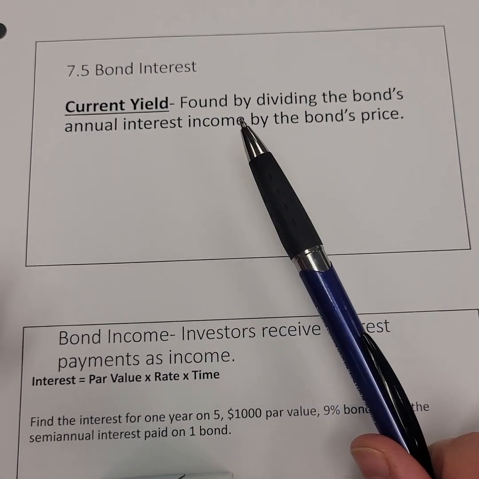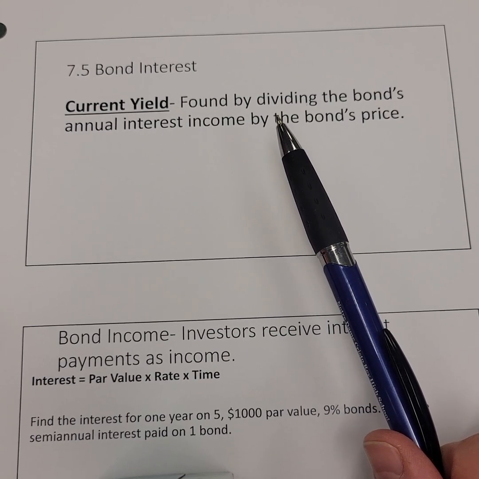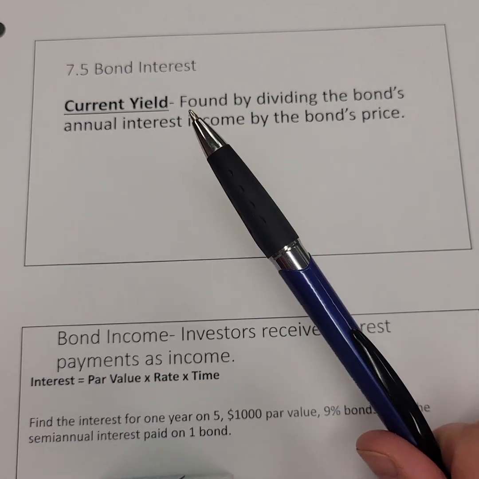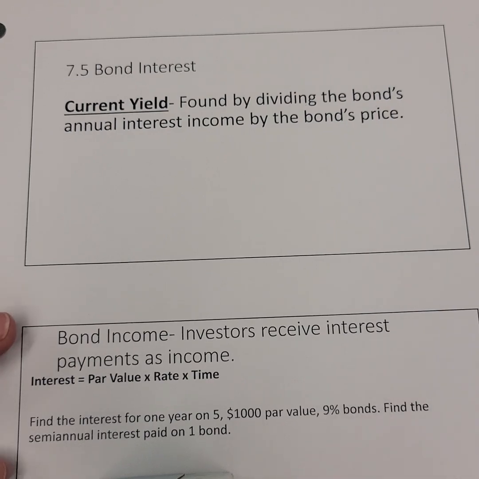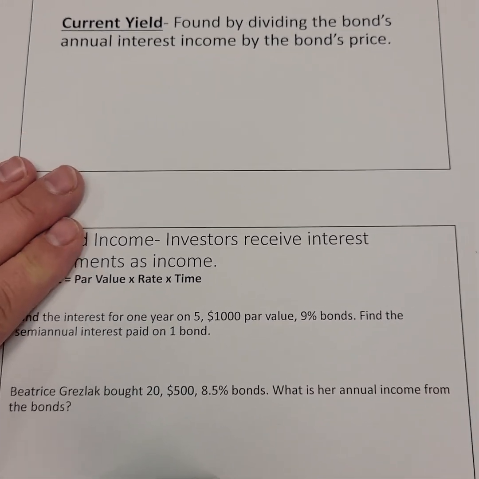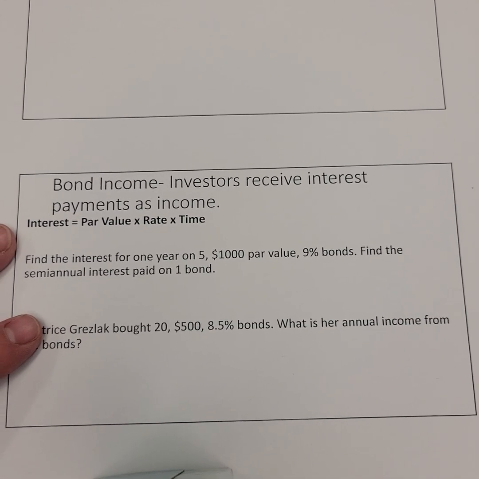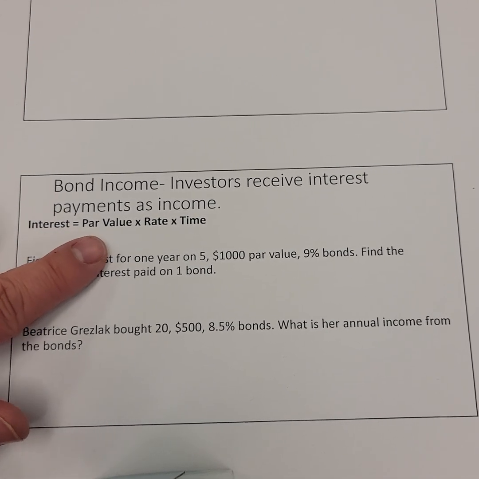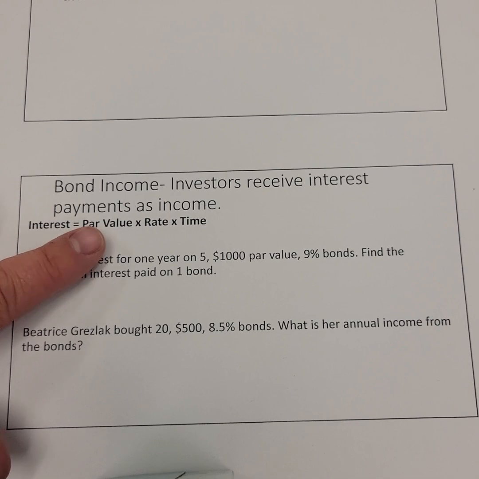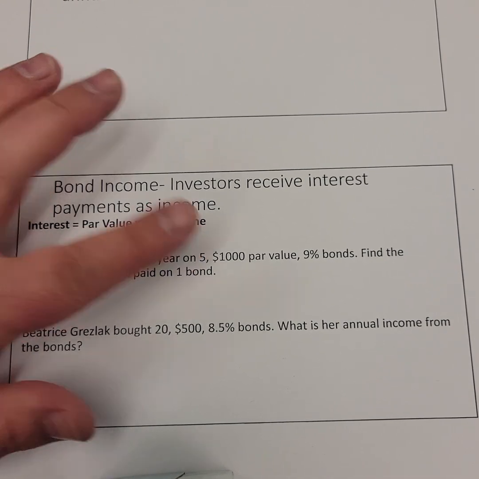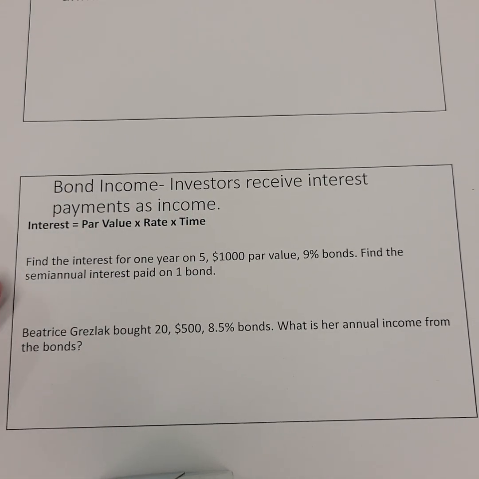So it's like when you take a quiz and you get 6 out of 13, you take 6 divided by 13. Okay. All right. So bond income: investors receive interest payments as income. The interest is based on the par value, not what it's worth at the time, just the par value times the rate times time.